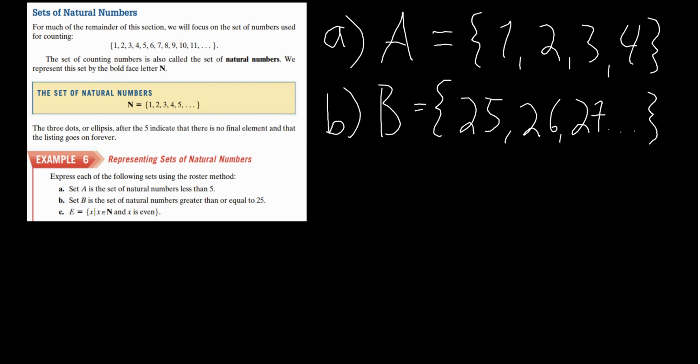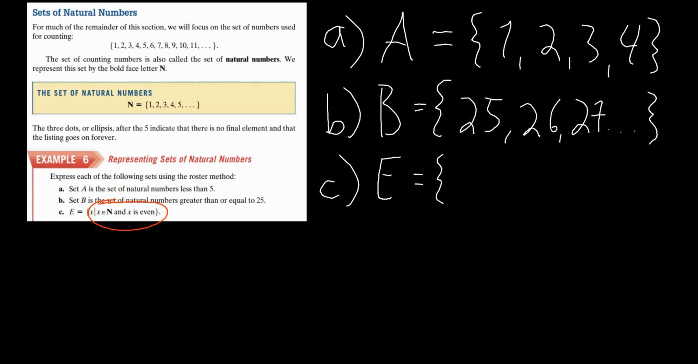And then C reads E is going to be equal to the set X such that X is a natural number and X is even. So the name of the set is E. Let's read this again. It's saying X such that, that vertical line means such that, X is an element of the natural numbers and X is even. So X is going to be a natural number, an element of the natural numbers, and it's going to be even.